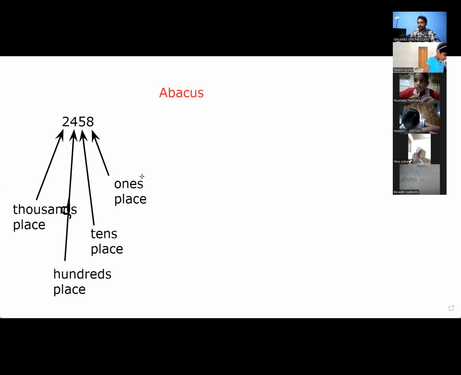Right? Before you draw the rods, I will also draw, also you can draw the base, right?